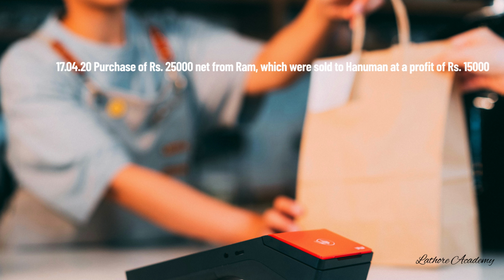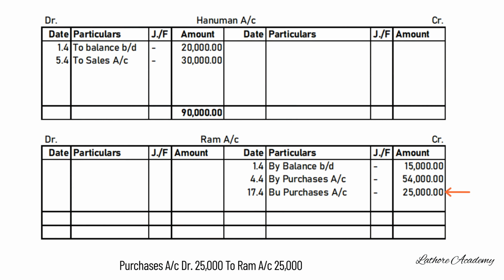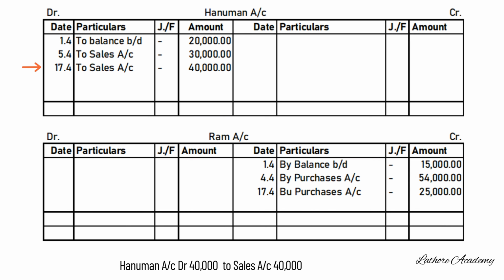So the journal entry will be purchase account debited to Ram account. So Ram account is credited by purchases account. And in another transaction, Hanuman account debited to sales account. So at a profit of 15,000, the selling price is 40,000 rupees. So on the Hanuman account debit side, we have to write 40,000 to sales account.